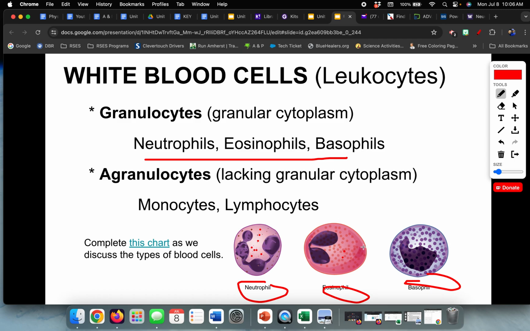So they're easy to see if you're given a picture of them, because they all will have those little dots or grains in them. Agranulocytes don't have those, and we'll show you a couple of pictures of those coming up.